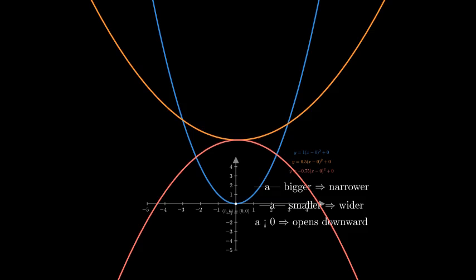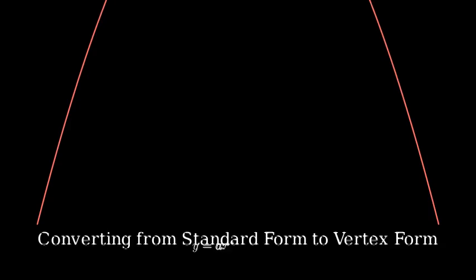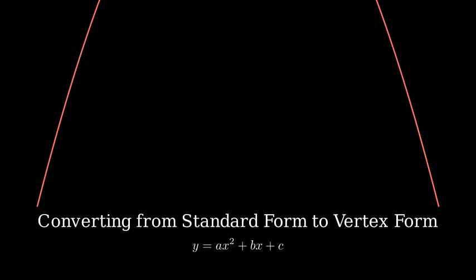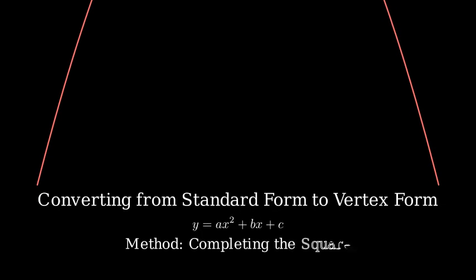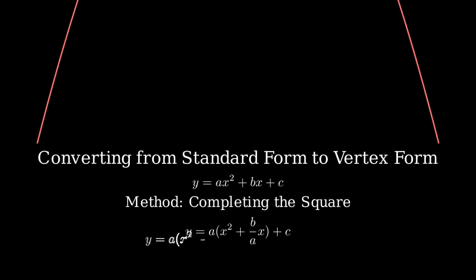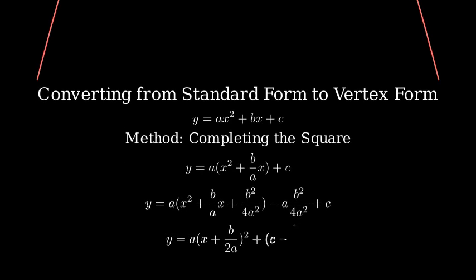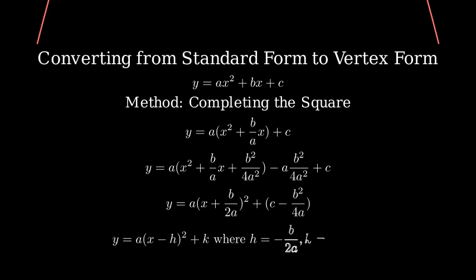Now, let's learn how to convert a quadratic equation from standard form to vertex form. We start with the standard form y equals ax squared plus bx plus c. To convert it, we'll use the technique called completing the square. This involves rewriting the expression to create a perfect square trinomial. First, we factor out the coefficient a from the first two terms. Then, we complete the square inside the parentheses. Finally, we simplify to get the vertex form.